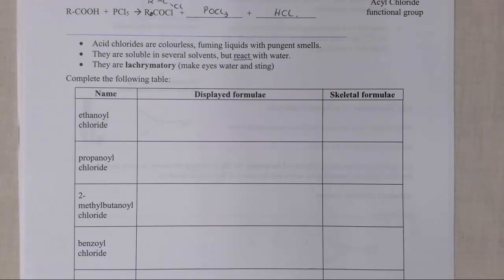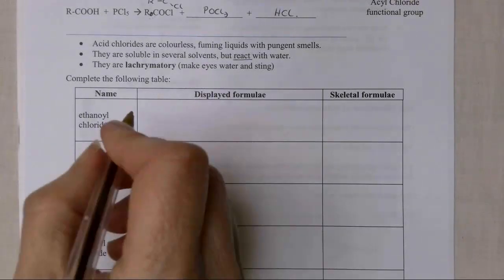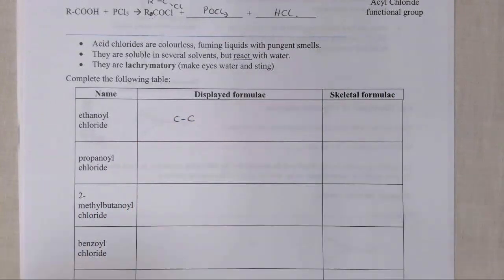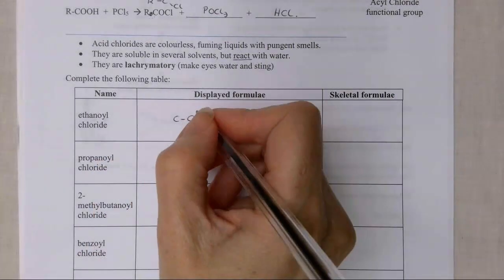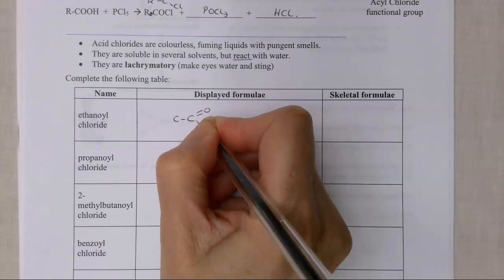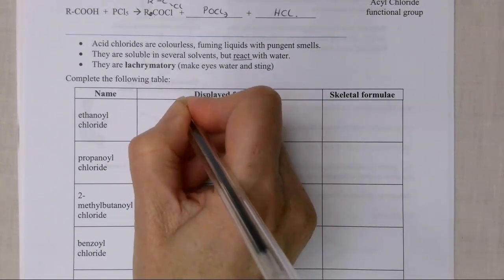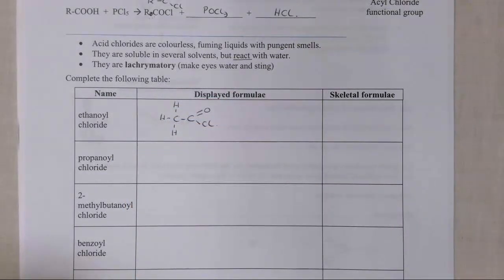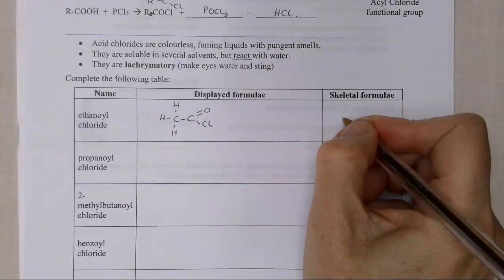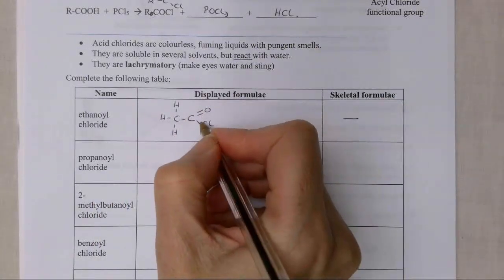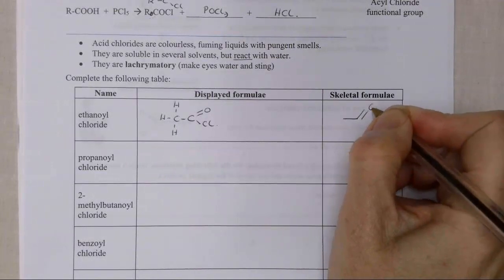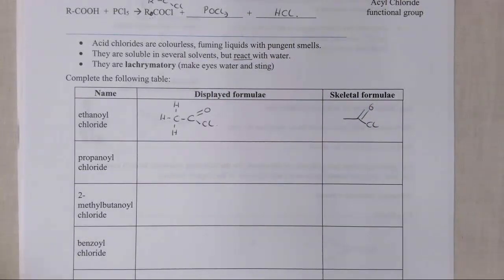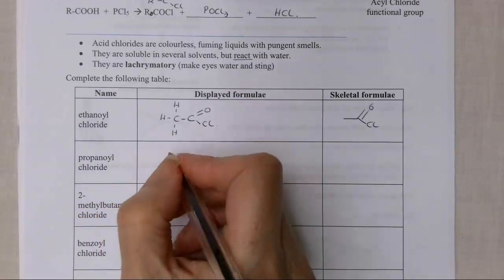Okay, so we're going to look at some of their displayed and skeletal formulas. I'm going to start with ethanoyl chloride. Eth, that means I've got two carbons, and the oyl chloride is the functional group of the acid chloride. So I've got a double bond oxygen and a Cl, and I'm just going to finish it off with the hydrogens. Okay, so in terms of the skeletal formulas, I've got my two carbons. So that's my line, and then I need to show these bonds here on the end, double bond oxygen and my Cl.